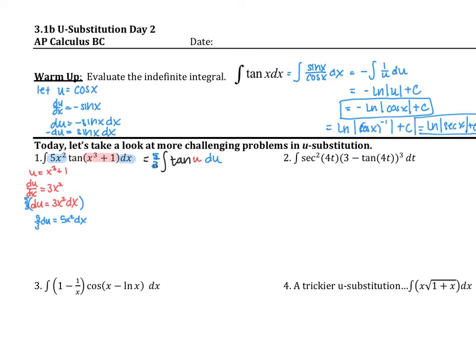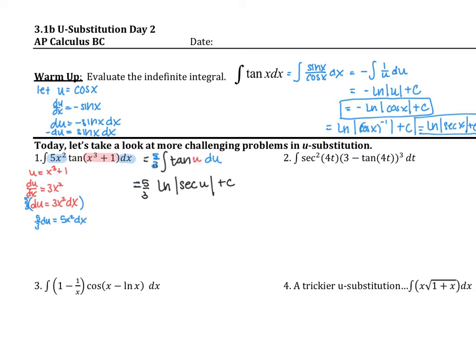Now I can integrate this. Well, we just looked at the integral of tangent of u, so I don't have to go through u-substitution again. I can use the ideas that I just came up with about what it means to take the integral of tangent of u. And so what I would have, and let's keep it in the positive, is 5/3 times the natural log of the absolute value of secant of u plus c.